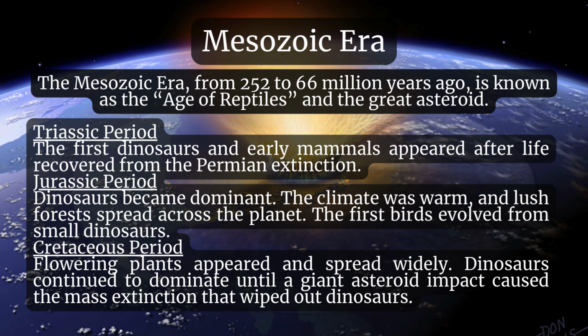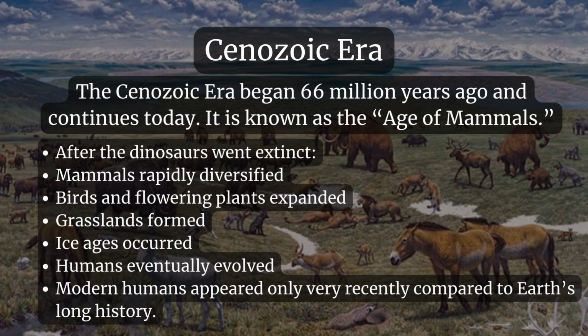Their climate was warm with lush forests, and they had the best environment. The birds evolved from these small dinosaurs, and then the environment grew even more. Flowering plants appeared, and they just continued to dominate and dominate until the asteroid hit and wiped out most of these dinosaurs. And then that's when we jump into the Cenozoic era, which began 66 million years ago and continues today, because it is the age of mammals.